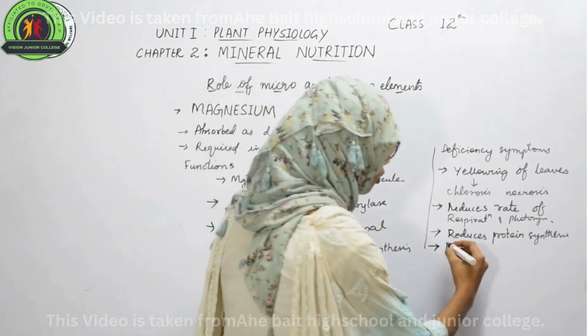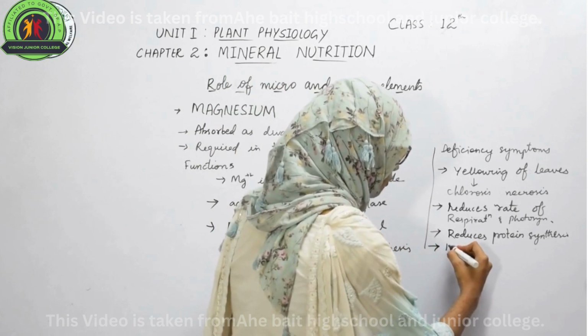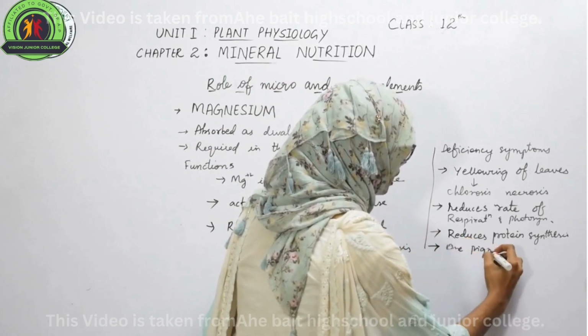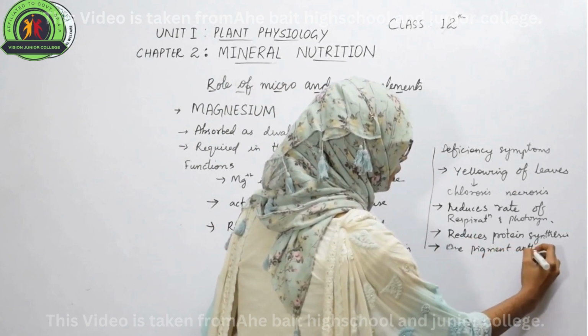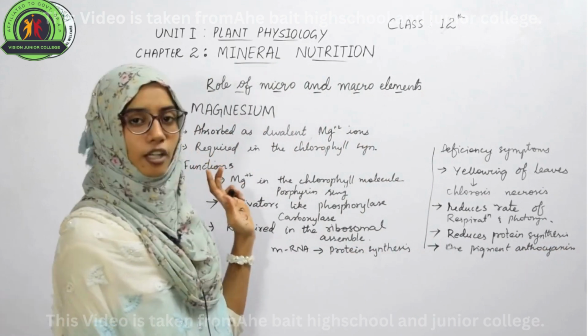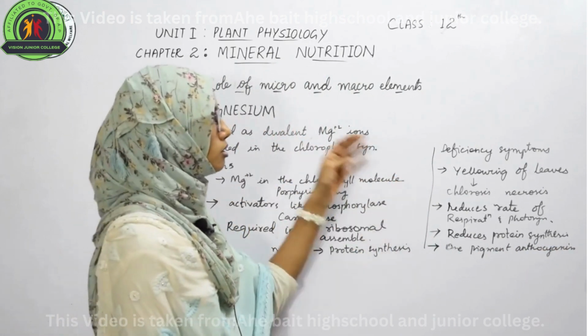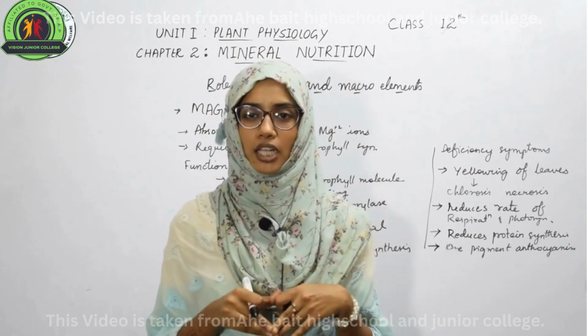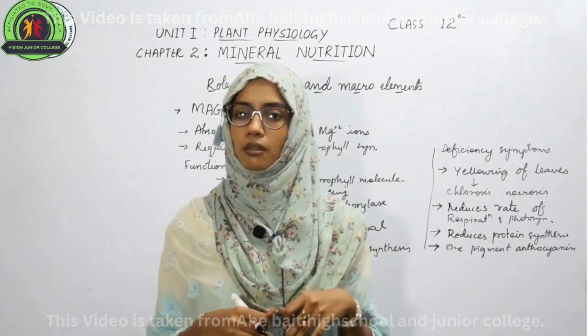And in the absence of magnesium, or due to the deficiency of magnesium ions, one pigment named anthocyanin, which is purple in color, is produced in the plant body. So these are certain functions and deficiency symptoms of the element magnesium. In the next class, I am going to explain some more micro and macro elements.